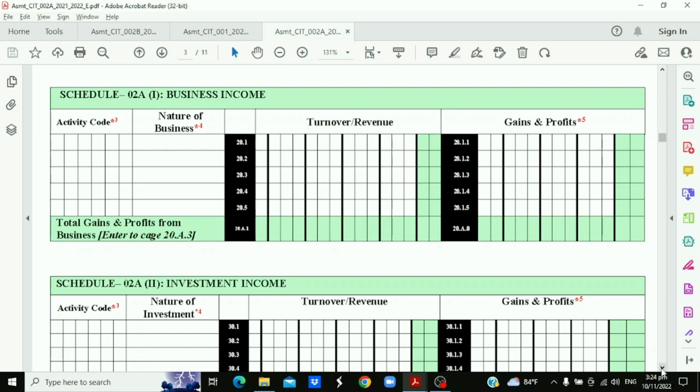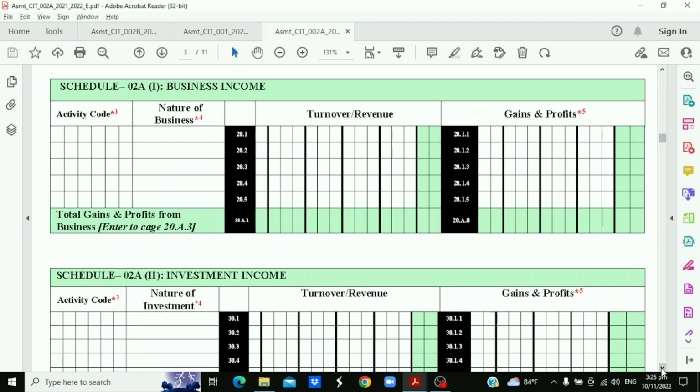Then we have to enter the turnover. Not only that, we have to enter the gain and profit. Likewise, we can enter those details related to the business. Then we can identify what would be the value we have to disclose under the business income.